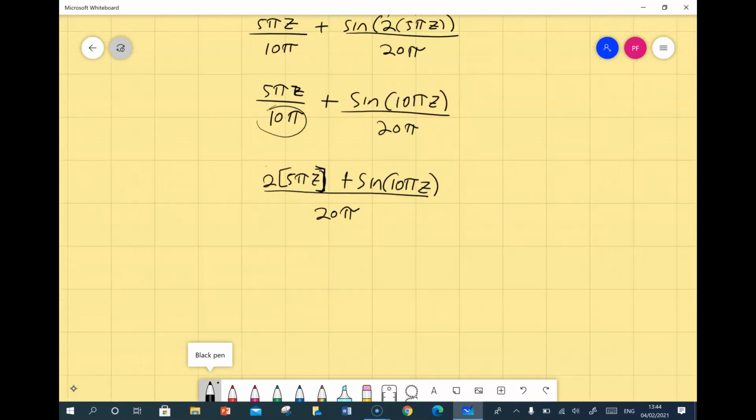So just multiplying my 2 into that bracket there, I get 10 pi z plus sine of 10 pi z all over 20 pi. And I'm finished, so plus c.